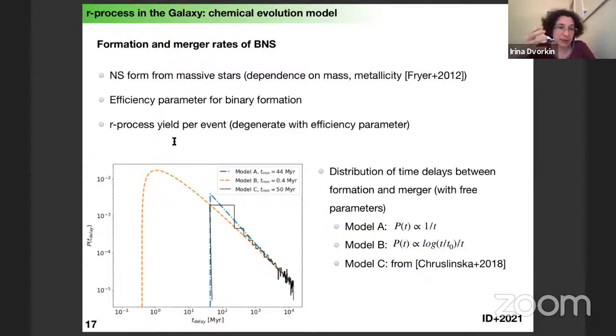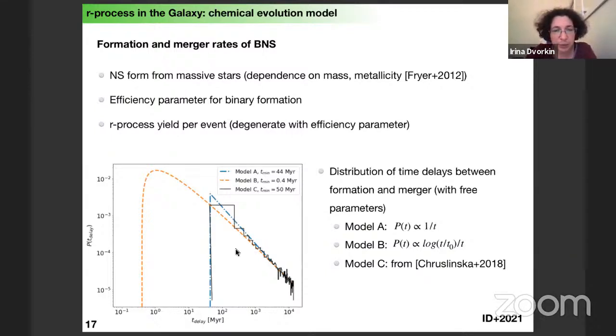And we have a certain yield, so r-process elements formed per merger event. This is, of course, the degenerate efficiency parameter, as I told you before. You have more events that have smaller yields or vice versa, but this is still not a completely free parameter, because we have some constraints on the yields and on the efficiency as well.